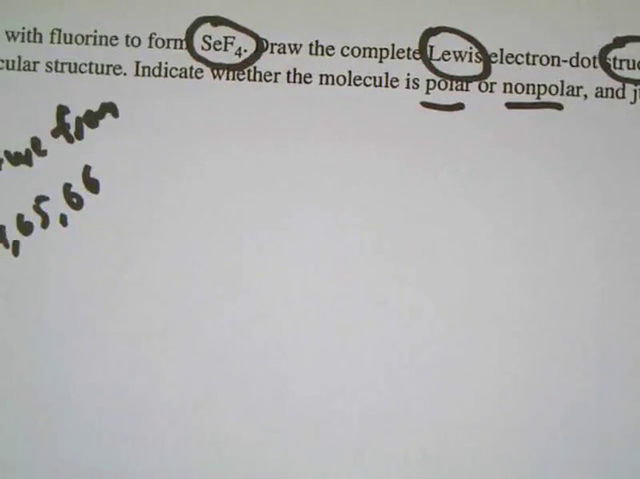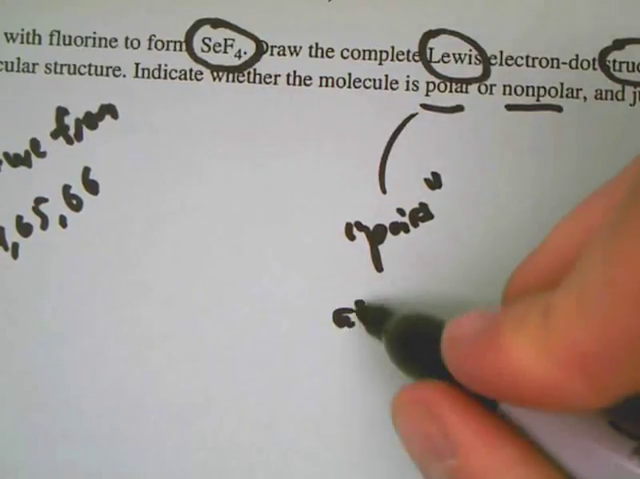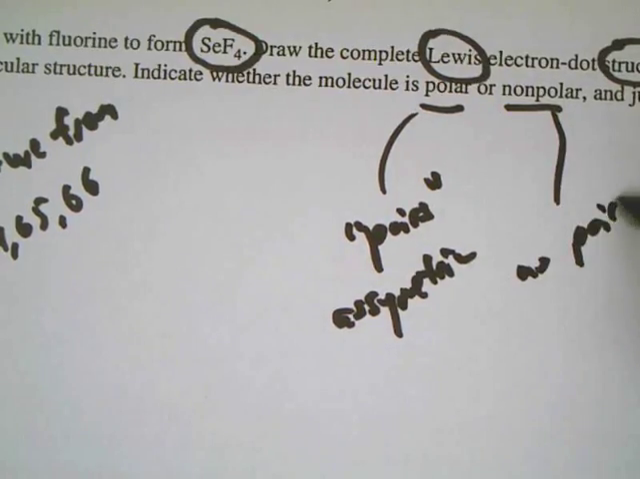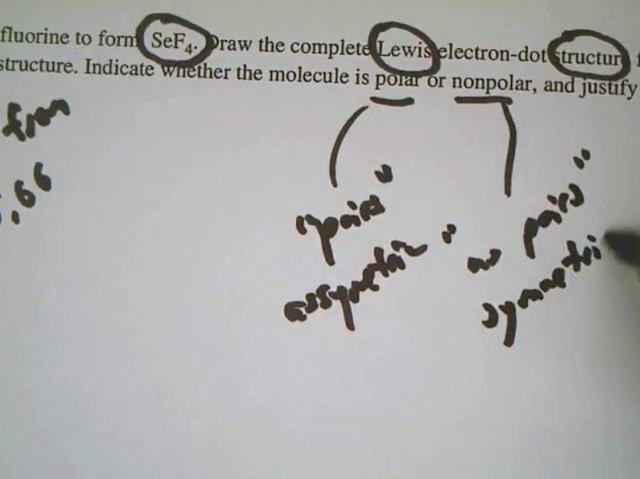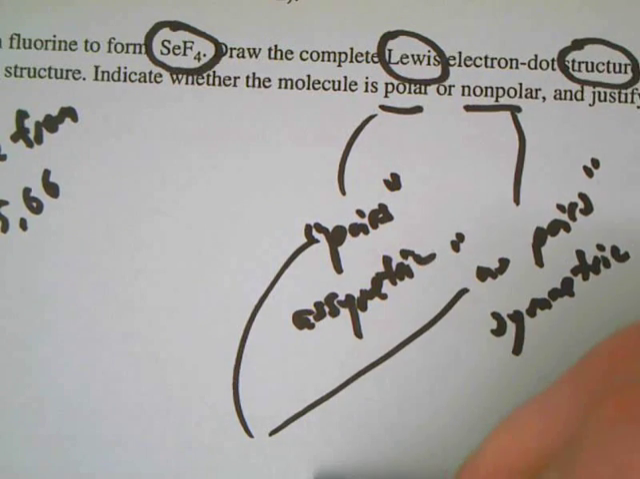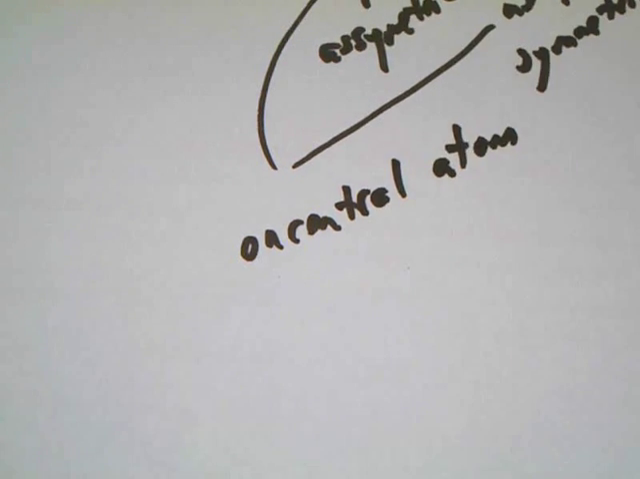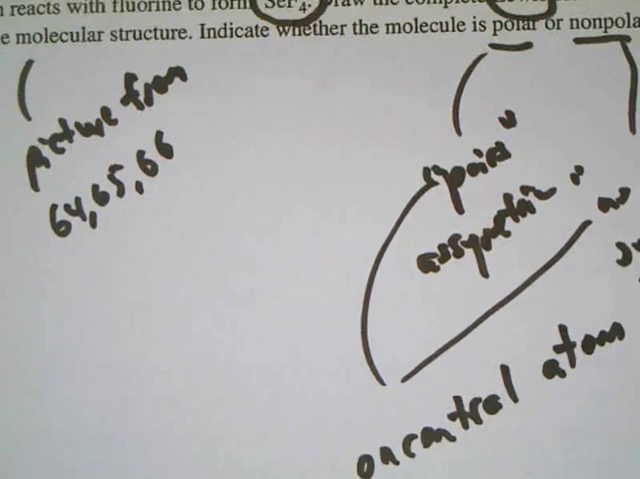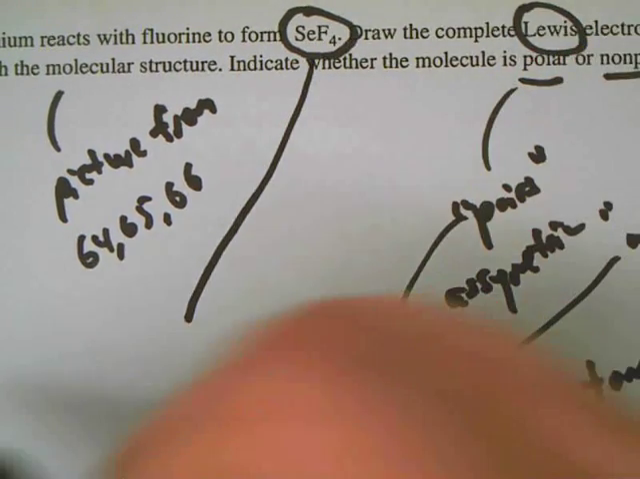Okay, so first, let's make some predictions about what polar means. Polar means there's going to be pairs, and the real meaning is it's asymmetric. Nonpolar means there's no pairs, and that means that it's symmetric. Now, when I say pairs and no pairs, what I'm really referring to is on the central atom. So we're looking for pairs, we're looking for no pairs on the central atom. Obviously, what I'm going to have to do first is draw the Lewis dot diagram for SeF4, and I'm going to do that here first.